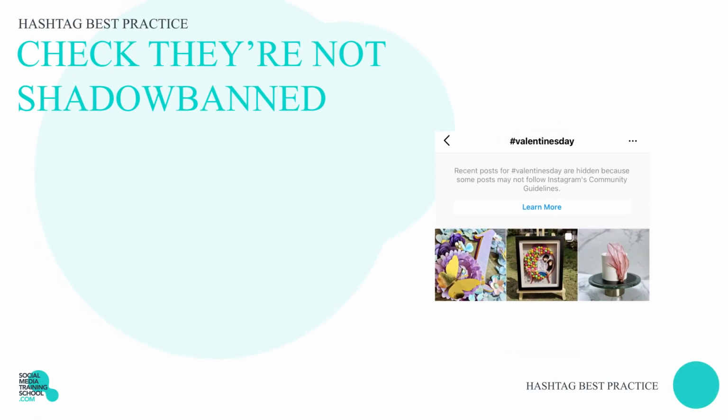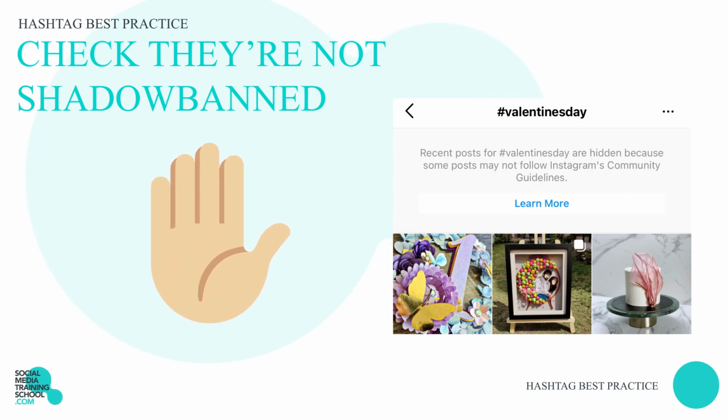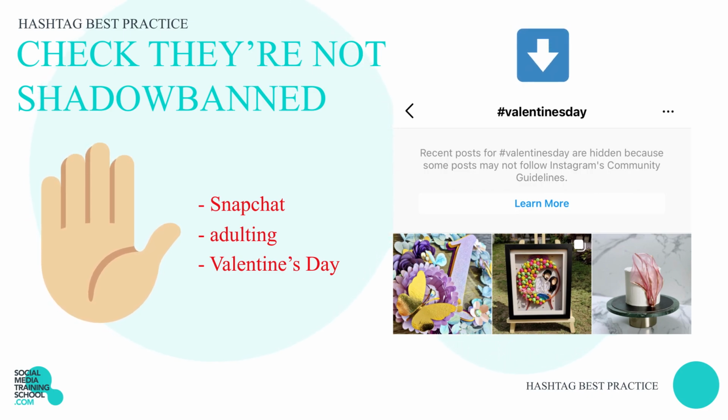And finally, check that you're not using hashtags that are shadow banned by Instagram. There are certain hashtags on Instagram where you can't see the most recent posts. This is because there have been issues with posts using that tag that don't follow Instagram's guidelines. Some shadow banned hashtags include Snapchat, adulting, and Valentine's Day. If you're not sure if a hashtag is shadow banned, type it into Instagram's hashtag search bar. If it comes up saying recent posts for this tag are hidden because some posts may not follow Instagram's community guidelines, then do not use the hashtag.